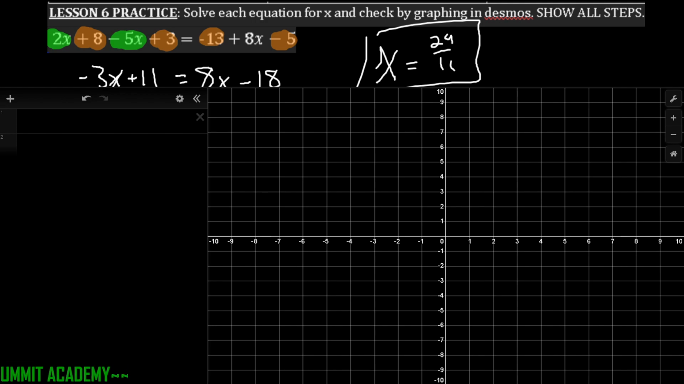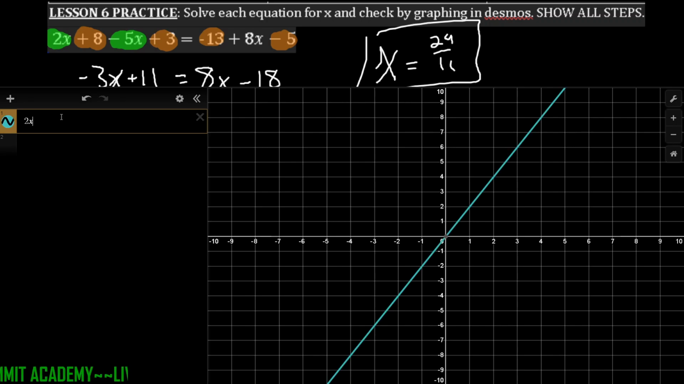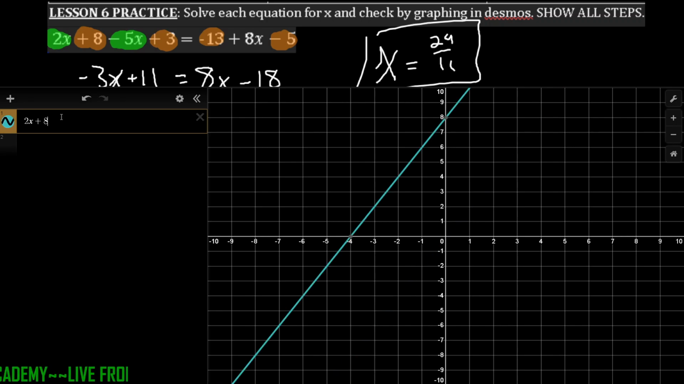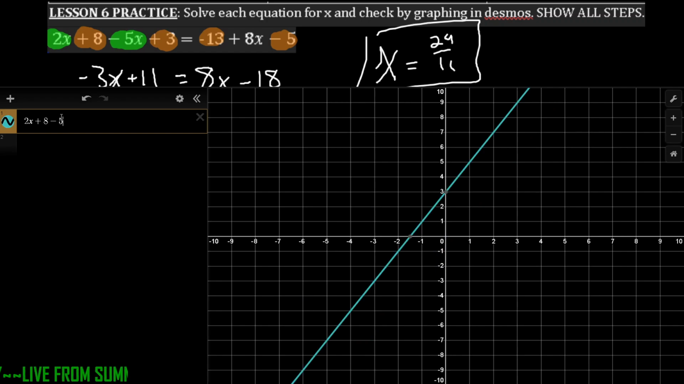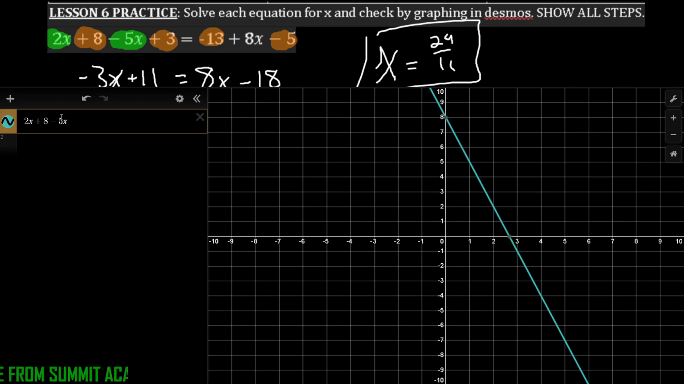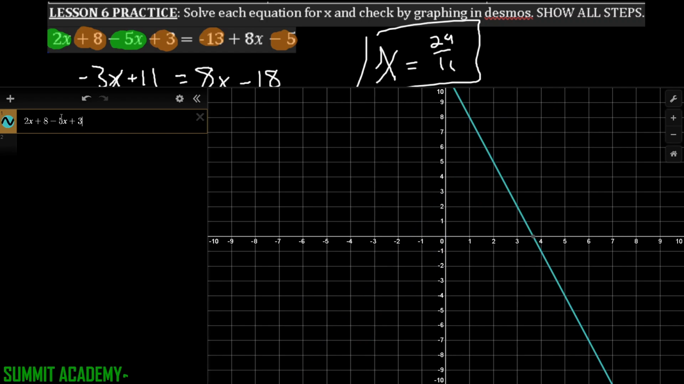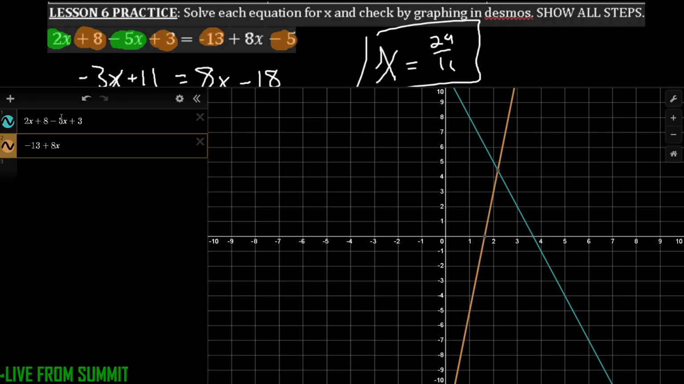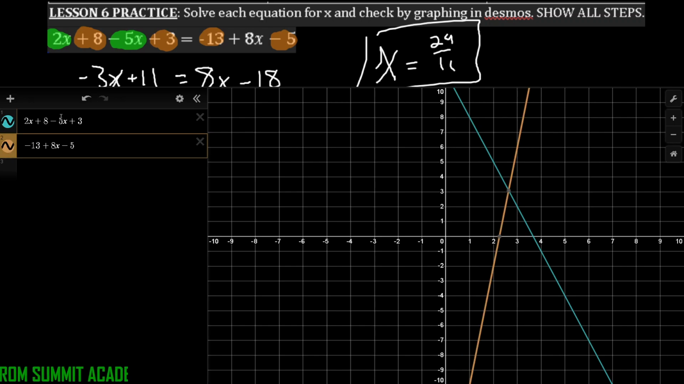Okay, so what you have to do, just like in the previous video, you're going to set one side of the equation equal to the other. So I'm going to type in the equation exactly as it looks. So I have 2x plus 8 minus 5x plus 3. So there's one equation, and then my other equation is going to be negative 13 plus 8x minus 5. Again, wherever they intersect is going to be that point.